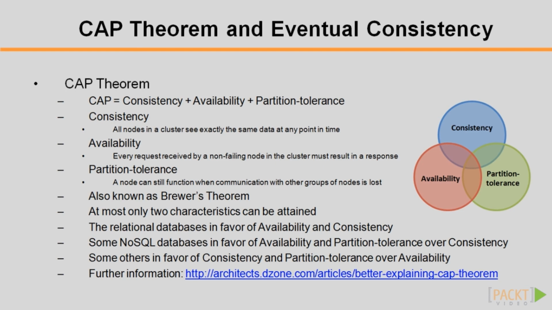The theorem states that in a distributed system, only 2 out of the 3 characteristics can be attained at most. In other words, you can't get all 3 at the same time, and you have to make a trade-off. The relational databases such as Oracle focus on consistency and availability. Some NoSQL databases value availability and partition tolerance more, while some others are in favor of consistency and partition tolerance. Cassandra guarantees availability and partition tolerance, with a trade-off by providing eventual consistency.